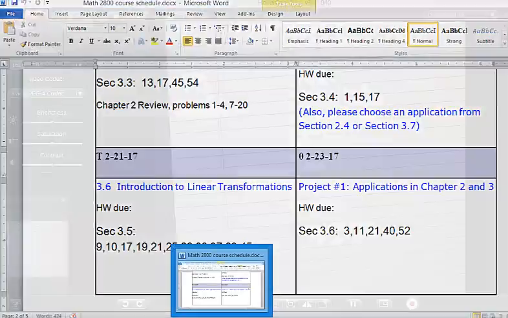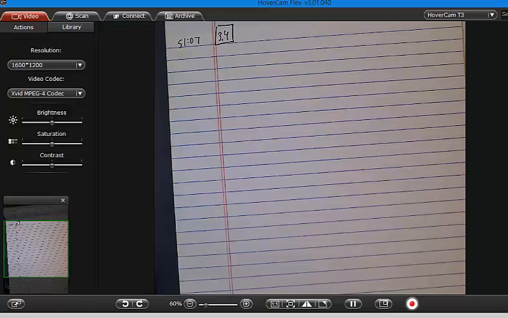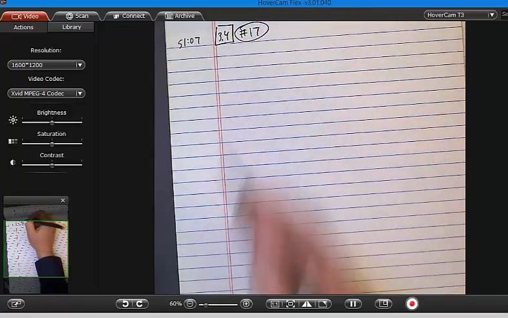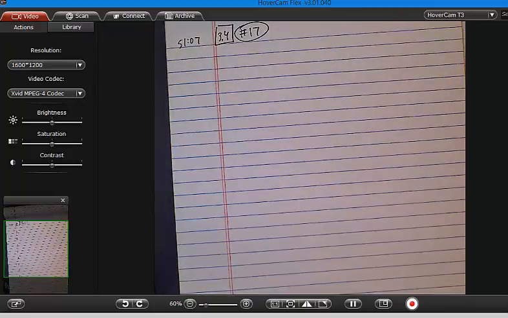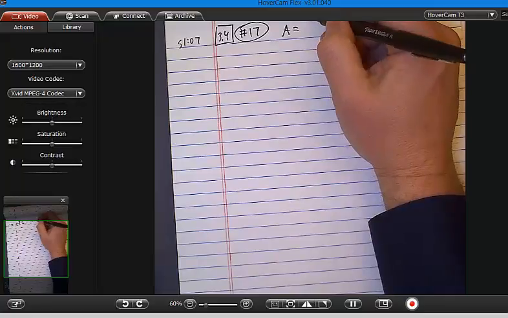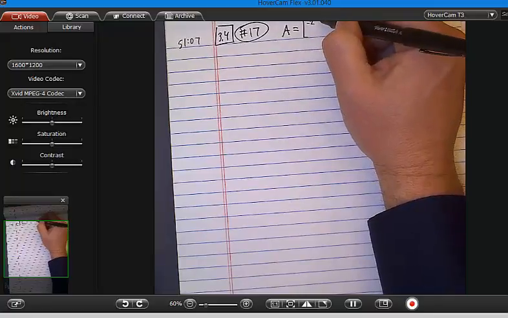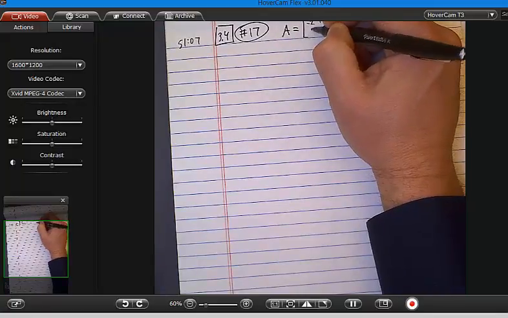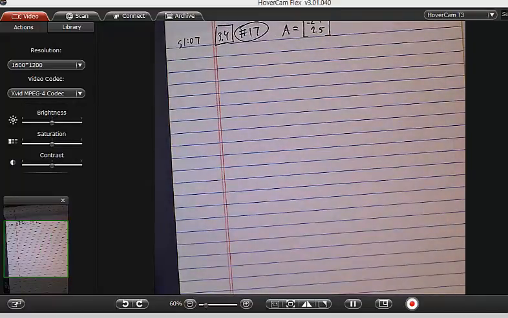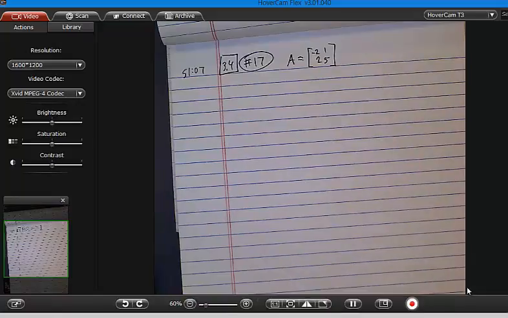In this problem, 3.4, number 17, it asks you to use the matrix you had. Matrix A in exercise 1 was given as -2, 1, 2, and 5. Time out. Does everyone have that as their matrix or no? So we all have that matrix.